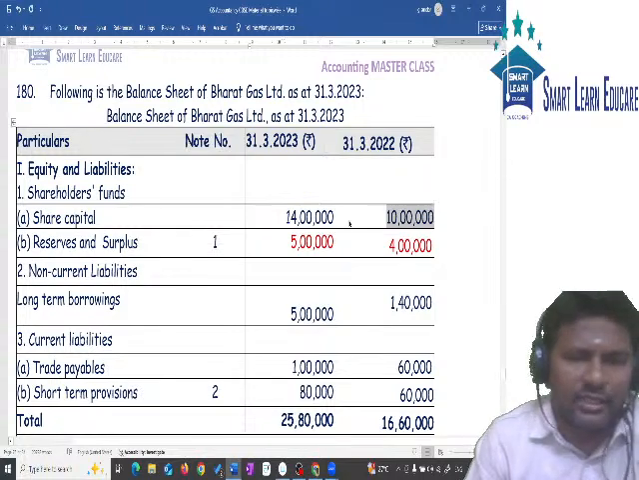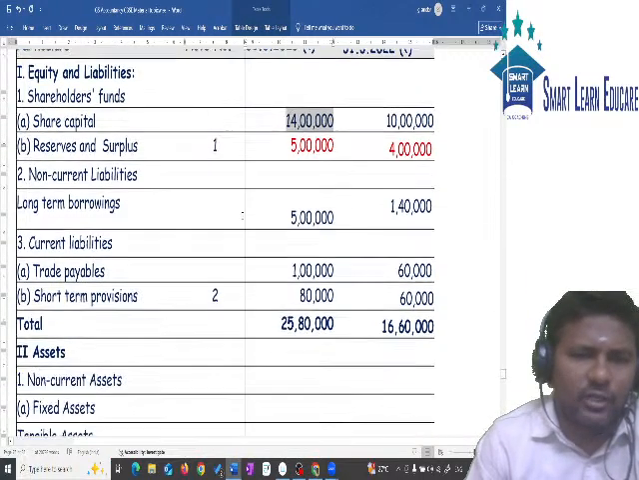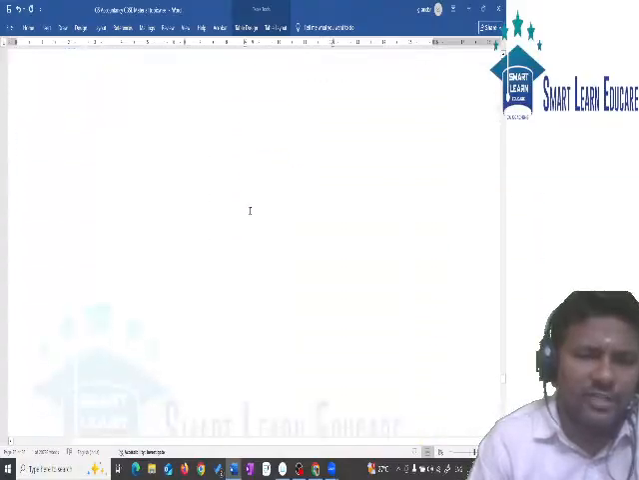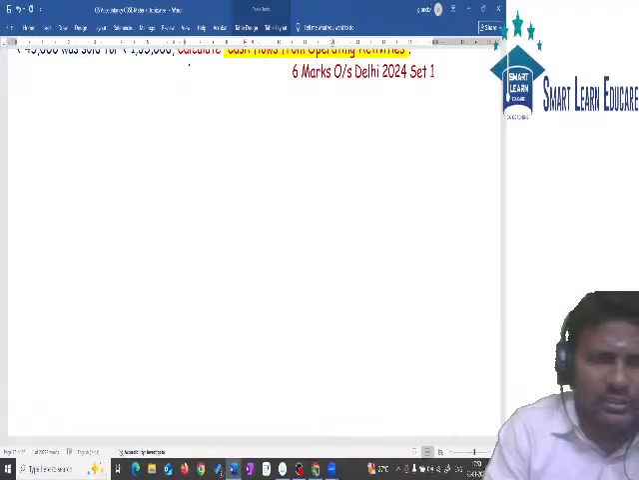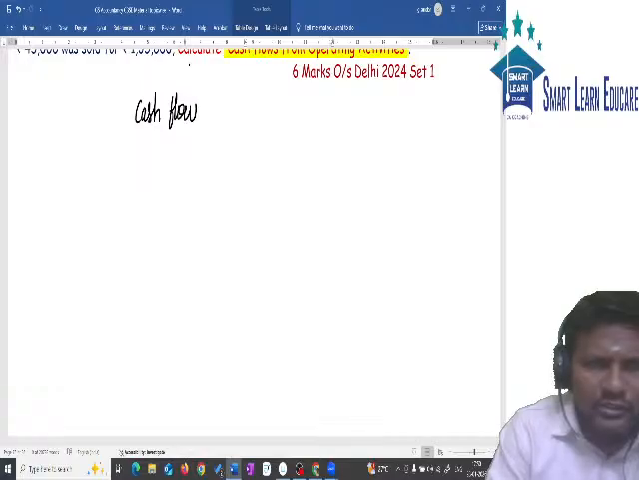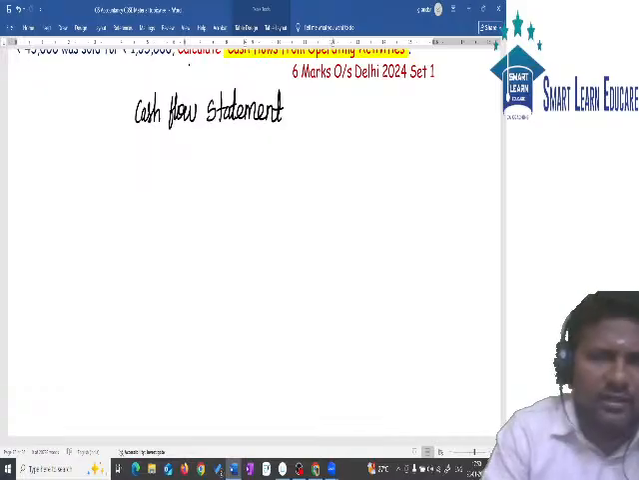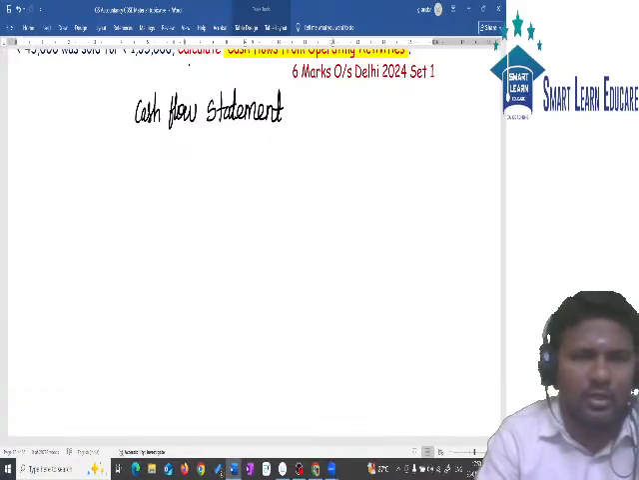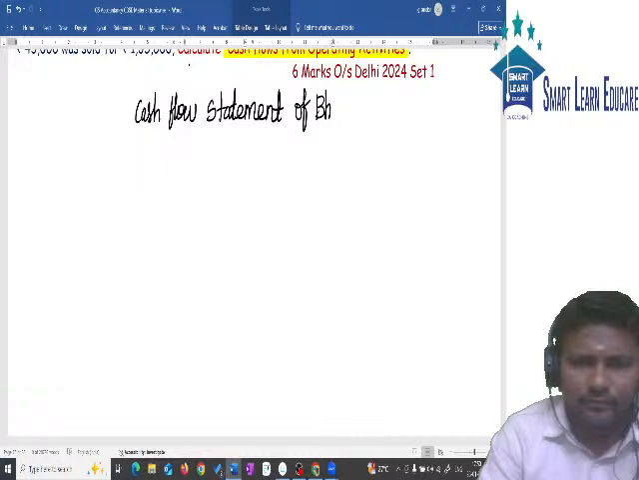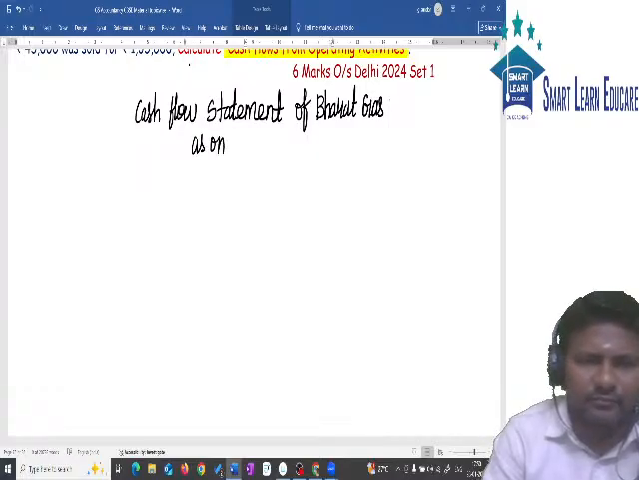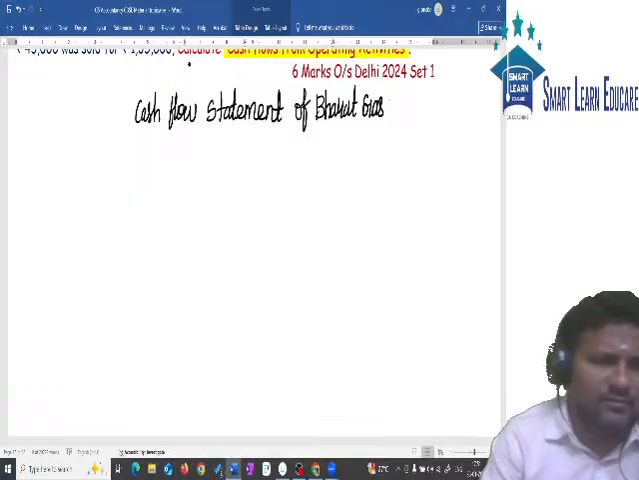Opening share capital is 10 lakh, closing share capital is 14 lakh. Upper we have some issue of shares, so it is a cash flow statement. They asked only the operating activity in the question, but we will solve the full sum. Cash flow statement of the company named Bharat Gas, as on the date, cash flow statement of Bharat Gas.